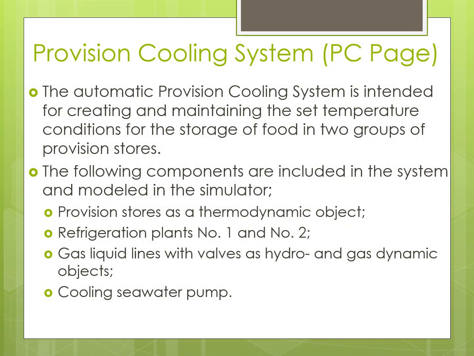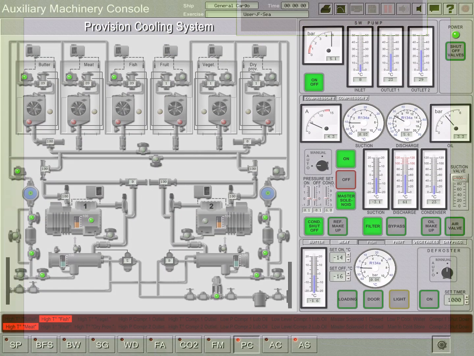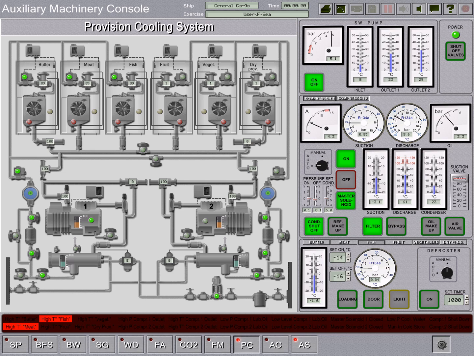Provision cooling system. The automatic provision cooling system is intended for creating and maintaining the set temperature conditions for the storage of food in 2 groups of provision stores. The following components are included in the system and modeled in the simulator. Provision stores as a thermodynamic object. Refrigeration plants number 1 and number 2. Gas and liquid lines with valves as hydro and gas dynamic objects, cooling seawater pump. Provision cooling system, PC page.